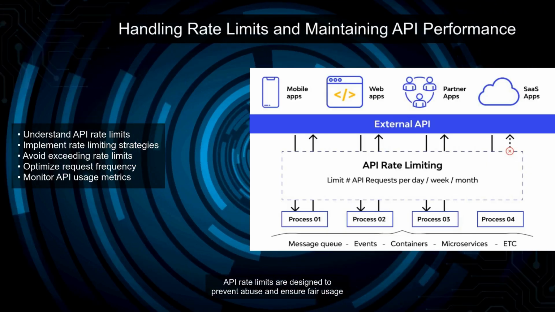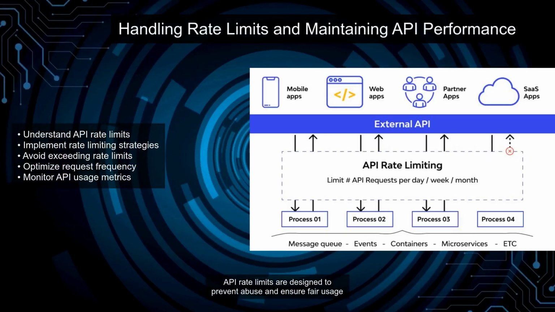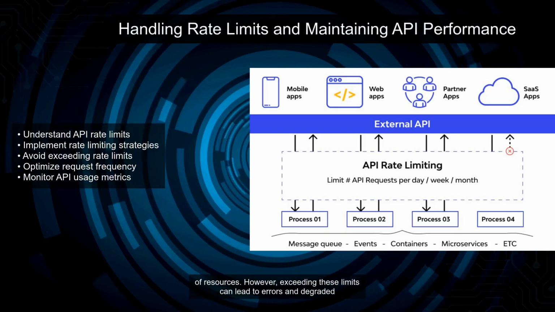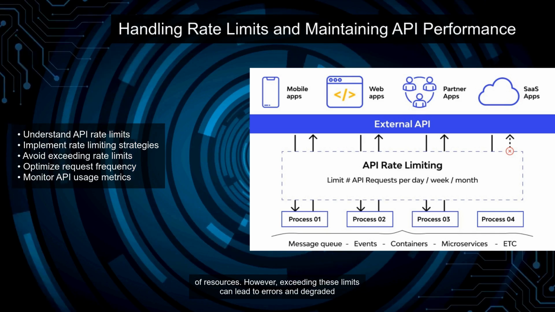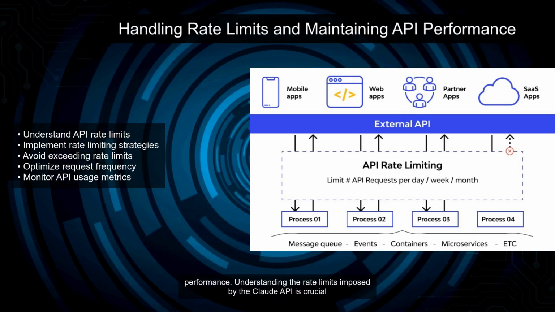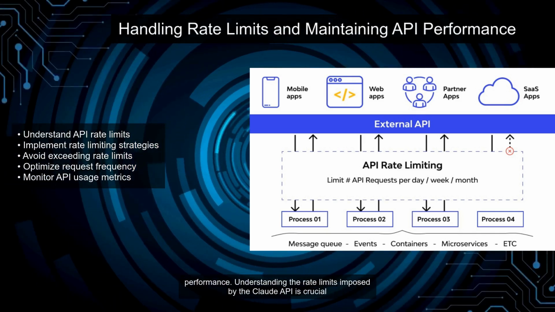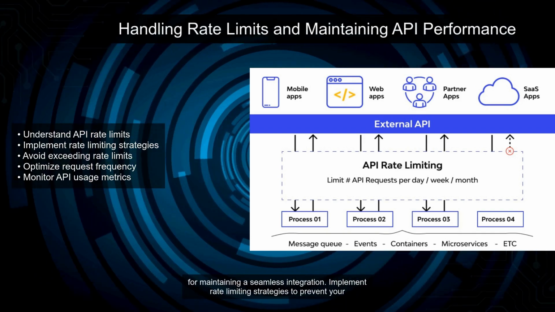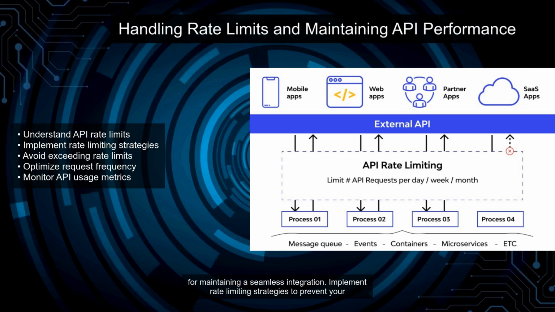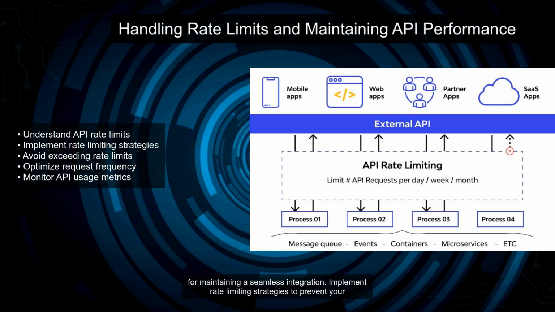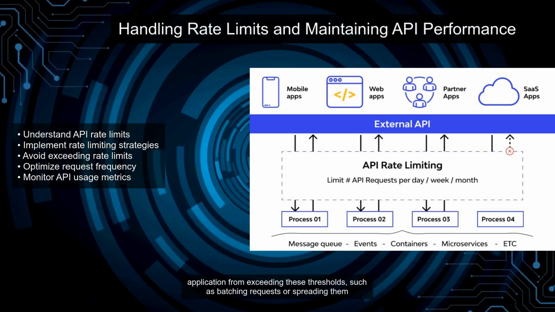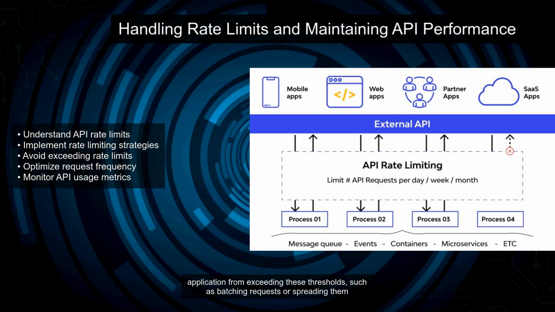API rate limits are designed to prevent abuse and ensure fair usage of resources. However, exceeding these limits can lead to errors and degraded performance. Understanding the rate limits imposed by the Claude API is crucial for maintaining a seamless integration. Implement rate-limiting strategies to prevent your application from exceeding these thresholds, such as batching requests or spreading them over time.